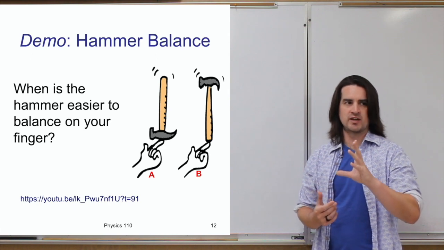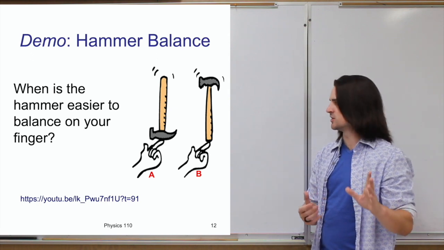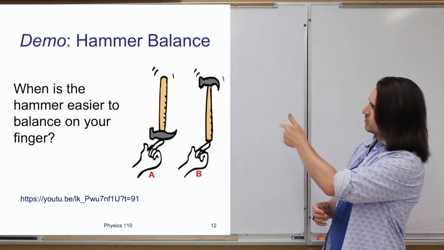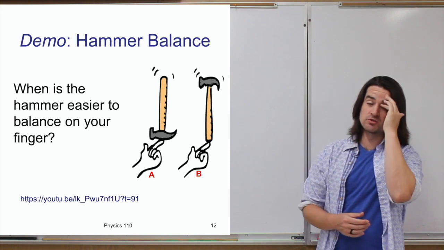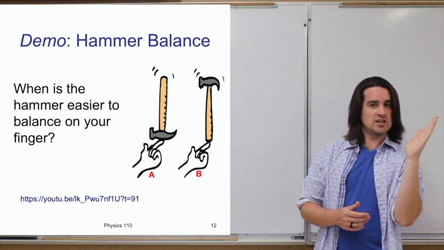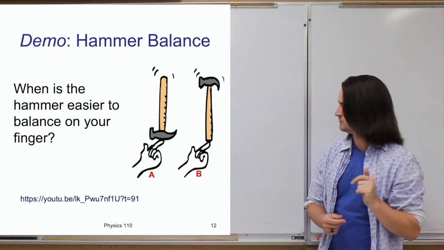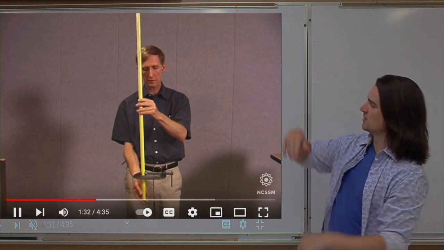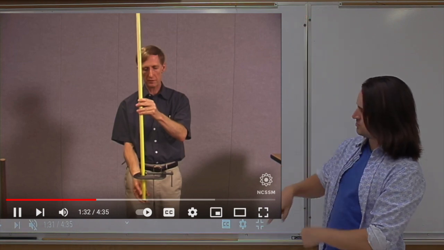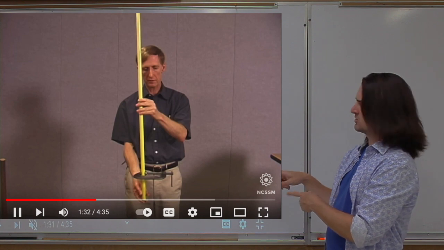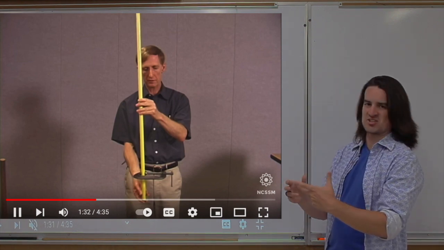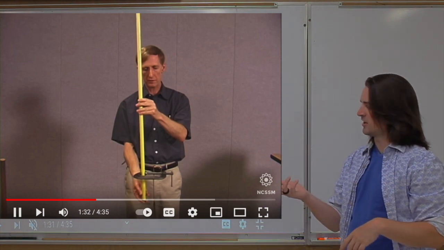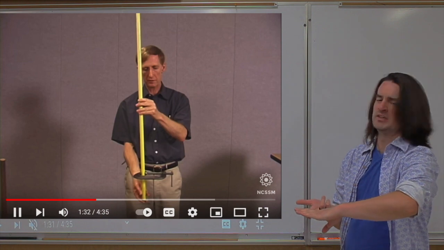Remember that a larger rotational inertia means that object is going to resist rotating more. So if one of these situations has a greater rotational inertia, then it's going to resist wanting to rotate, and it's going to be easier to balance. This isn't exactly the same, but essentially this guy has a long stick and uses a metal vise to act as the head of the hammer. So this situation is essentially taking the hammer with the hammerhead part down and trying to balance that.